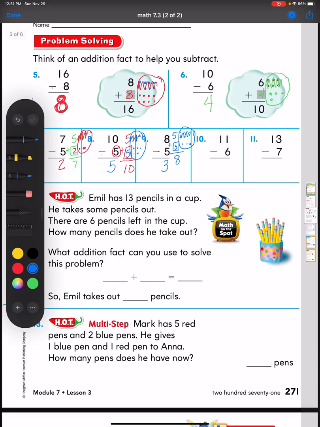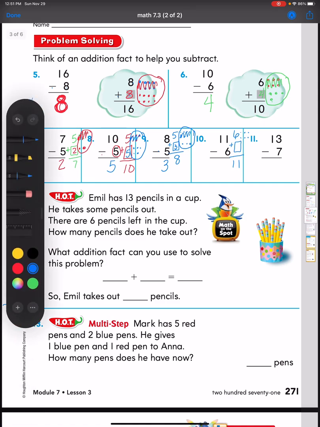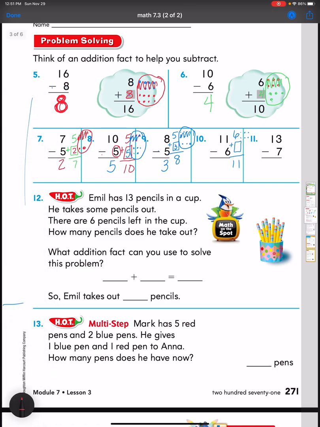There we go. Okay. All right, let's look at this one. Number 10, 11 minus 6. So I'm going to put my 6 up here. 6 plus what will equal 11? So there's 1, 2, 3, 4, 5, 6. And I'm going to keep going until I get to 11. 7, 8, 9, 10, 11. What did I add? I added 5. That means 11 minus 6 will equal 5.